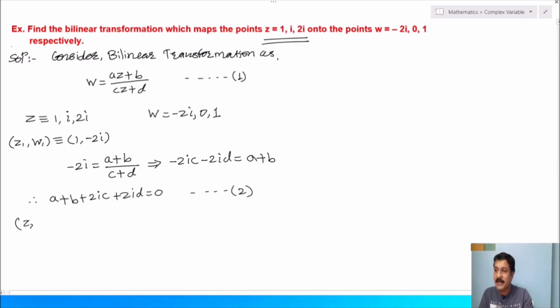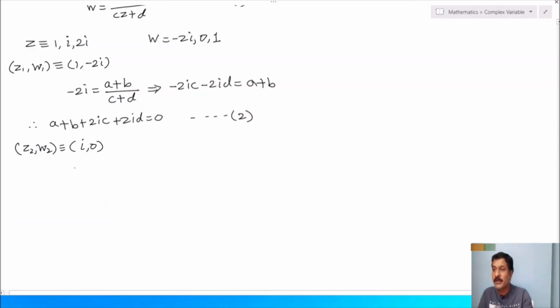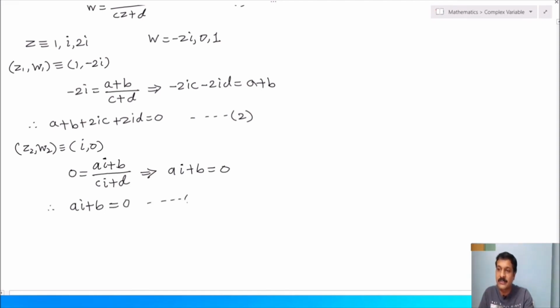Consider the second pair as here i and 0. So put these values again in equation 1. W, which is 0 here, equal to AZ, so AZ is Ai, plus B upon CZ, which means Ci plus D. This implies that Ai plus B equal to 0. So now the next equation I am getting is Ai plus B equal to 0. This is equation number 3.